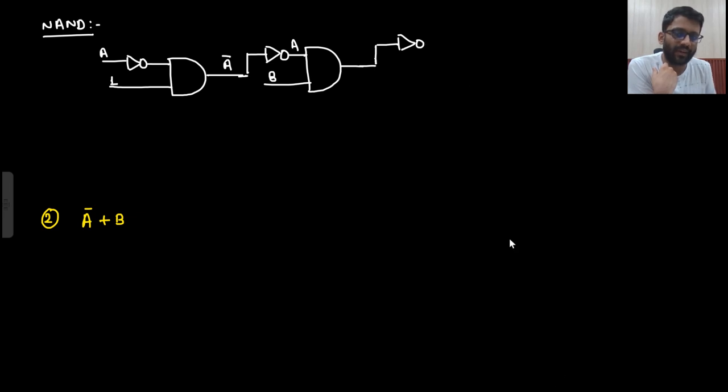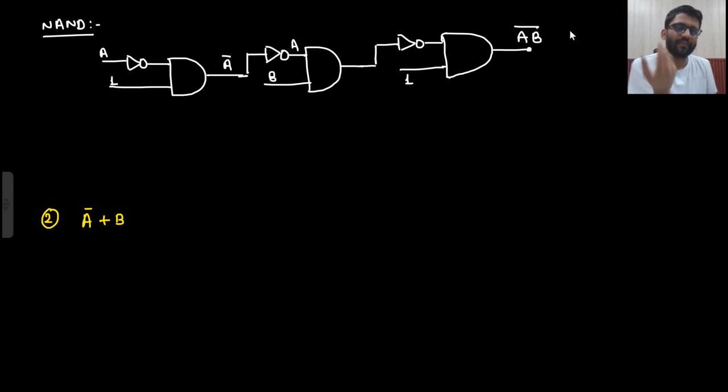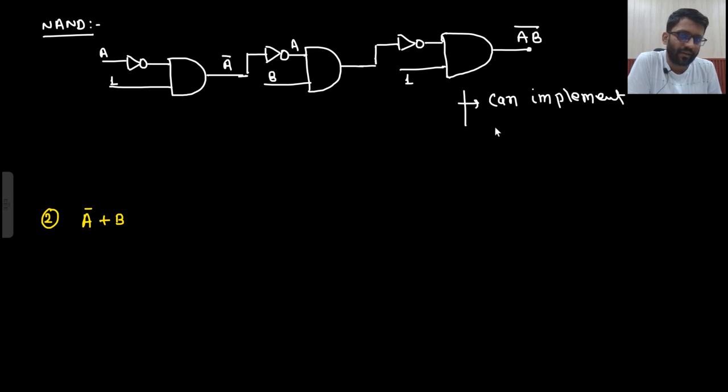So if I am able to make a NAND gate, then from the NAND gate I can implement anything. Any single thing I can implement from the NAND gate. So that's it. This I will put as 1. This will be my AB bar. Well and good. Very easy. So if I am able to implement NAND gate, then I can implement any Boolean expression.